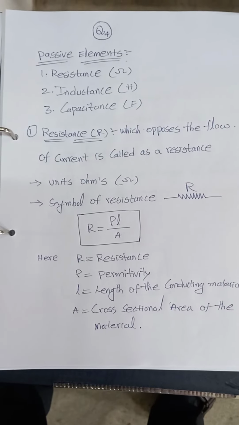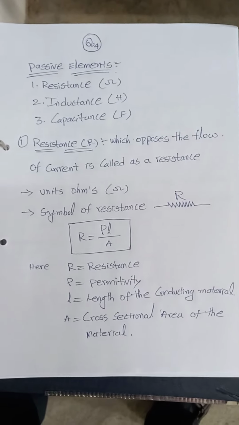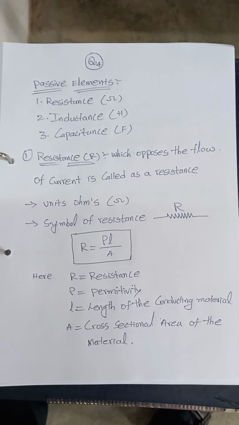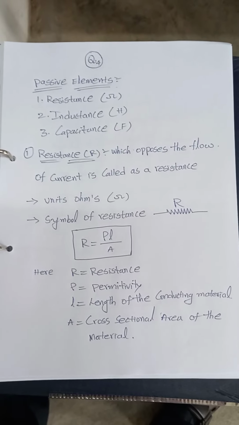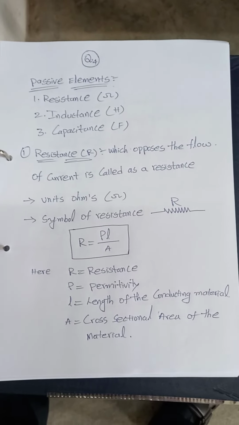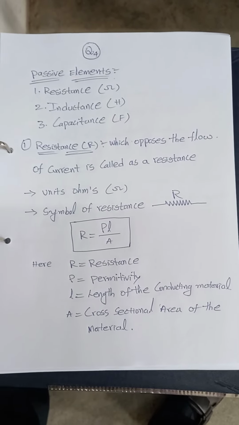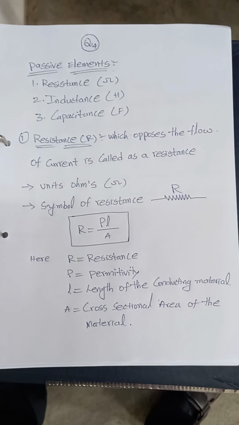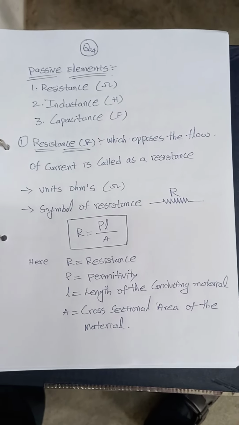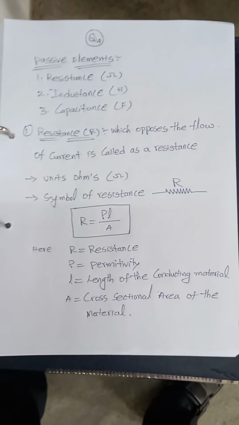The unit for resistance is ohms, and the symbol of resistance given here you remember, and the formula for resistance is rho L by A. According to Ohm's law, R is equal to V by I, but according to the material, R is equal to rho L by A. Here R is the resistance, rho is the resistivity, L is the length of the conducting material, and A is the cross-sectional area of the material. So this is the resistance.